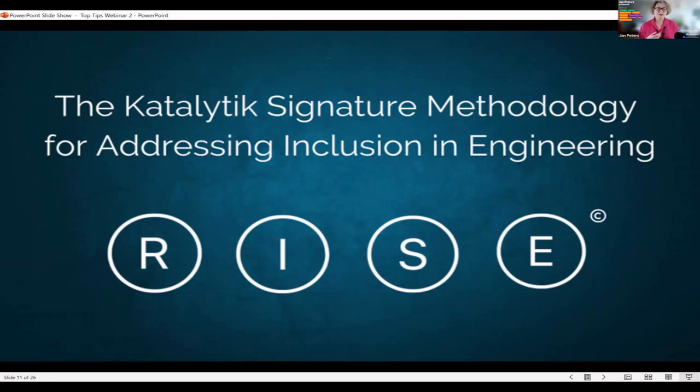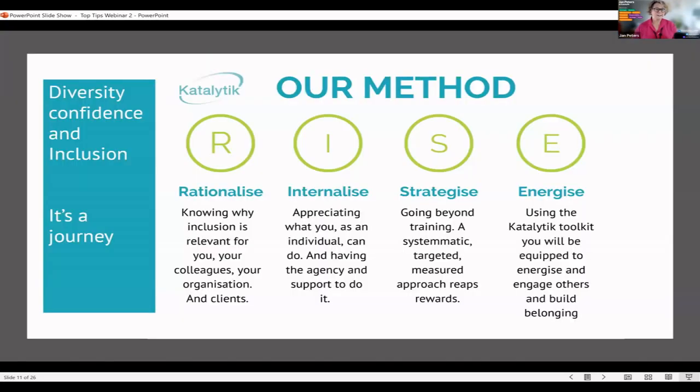And the next phase is the internalize. Because the next thing is, well, okay, what can I do about it? And the I is what today is all about: each one of us taking one thing away that we can do to make a difference. The S is about strategize, and the E is about externalizing and engaging other people in it. A little bit more of description. So if you want to know what it is, just take yourself a screen snip of that slide about rationalize, internalize, strategize, and energize.